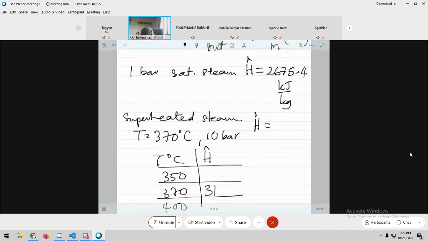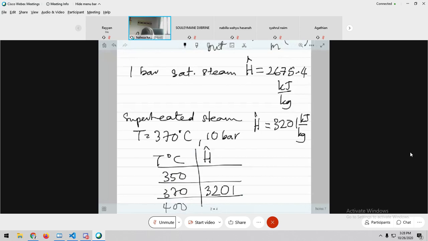3159, is it? No, it should be 3264 and 3159. No, 3201. Okay, somebody double check your calculation. I think somebody made a mistake. 3201. Okay, that's the enthalpy at 370. So that's 3201 kilojoules per kilogram.